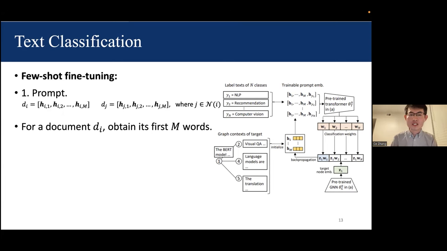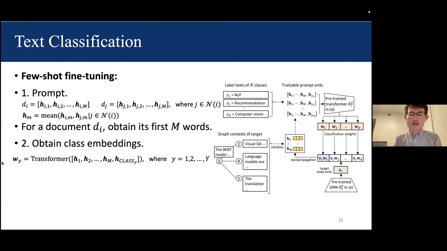And then for each embedding here, we initialize them with documents. So for example, for the current document I, we have M words. For neighbor document I, we also have M words. We take mean pooling for the current document and neighbor documents, and then we can obtain M embeddings. These M embeddings are our prompt embeddings. We will optimize them later.